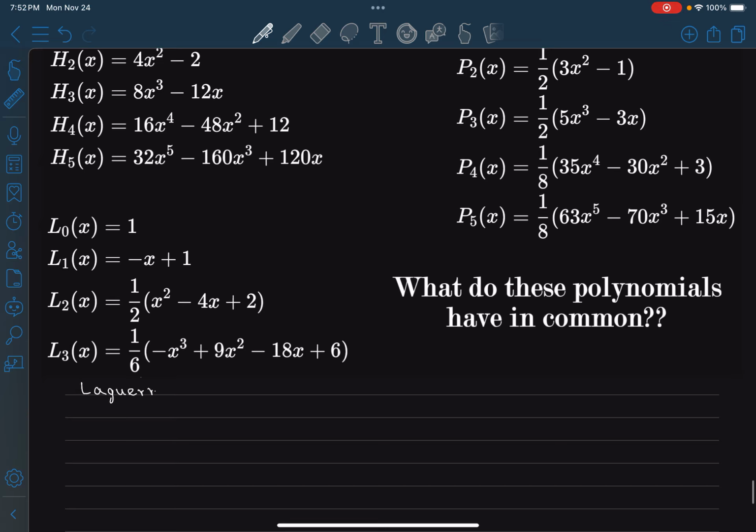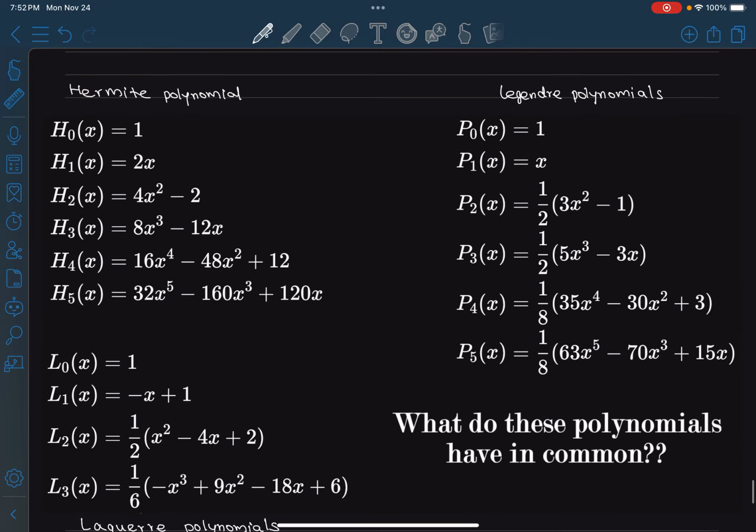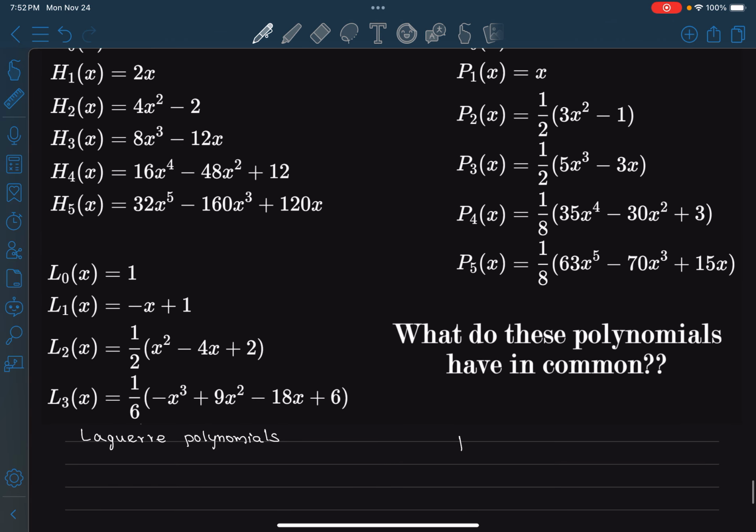And the question is, what do they have in common? And the answer is the fact that all of these polynomials are actually orthogonal to each other in their set. So basically over here, P0(x) is orthogonal to P1(x), which is also orthogonal to P2(x), which is also orthogonal to P3(x), and so on, right?